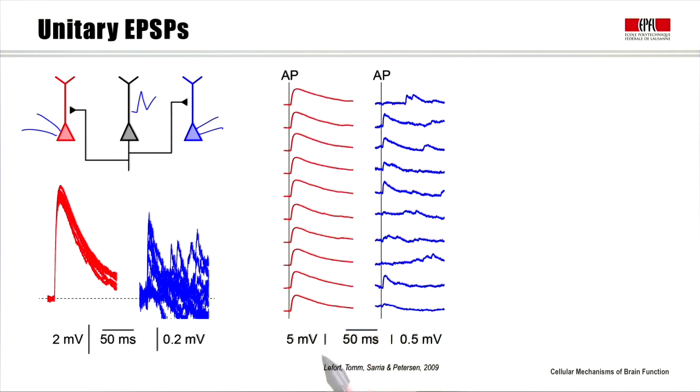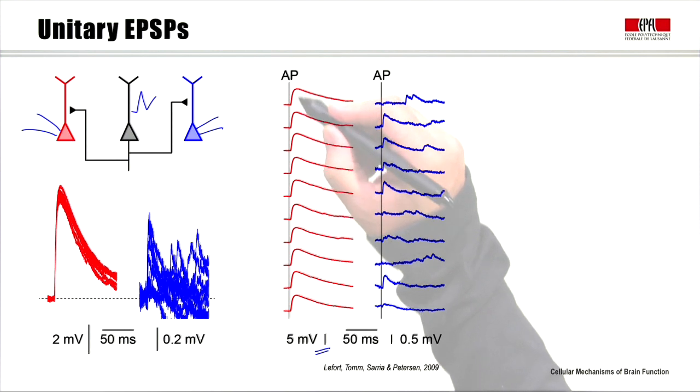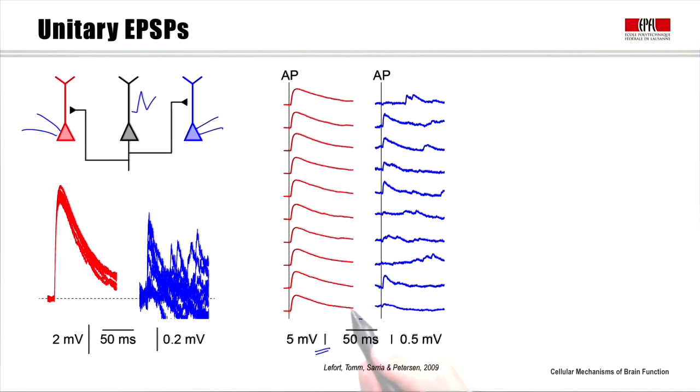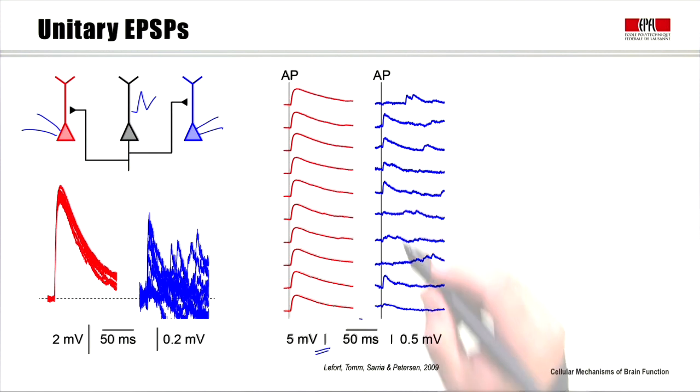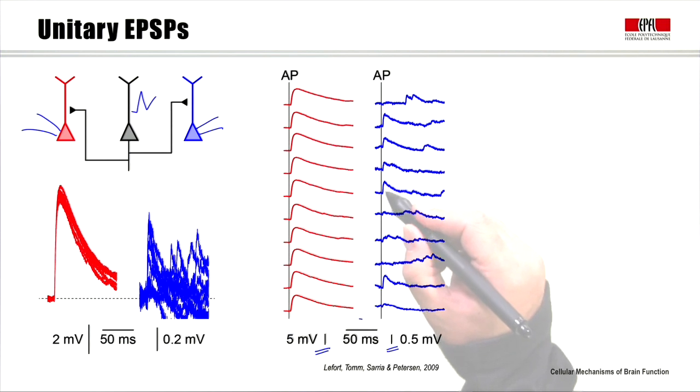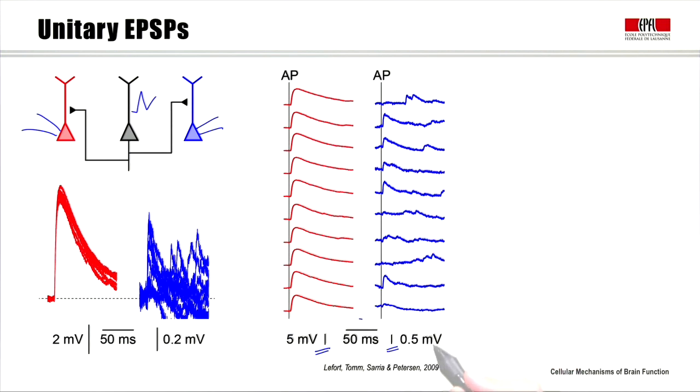And so let's look at the scale bar here. This is about 5 millivolt depolarization lasting some tens of milliseconds in the red cell, whereas in the blue cell, you'll see that the amplitude is much smaller. There's a different scale bar. It's about 10 times smaller. And also the duration of the PSP in this case is much faster. The decay time here is maybe 10 milliseconds, whereas here maybe it's 30 milliseconds. And so there are differences in the amplitude and the kinetics of the responses.